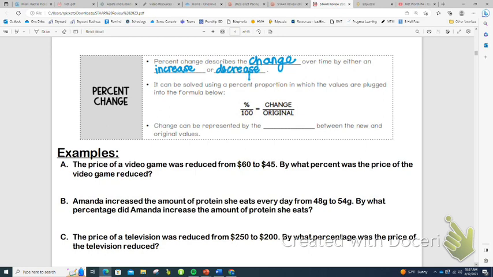And next to decrease, I want you to write reduction, because sometimes the questions will use the word reduce or reduction, and that just means decrease. It's going down.